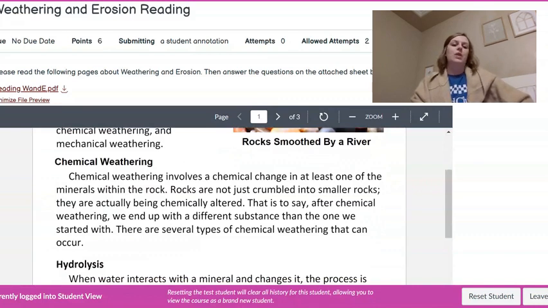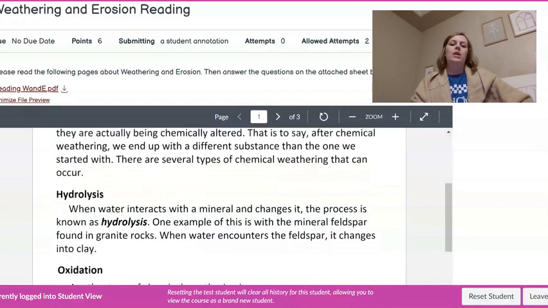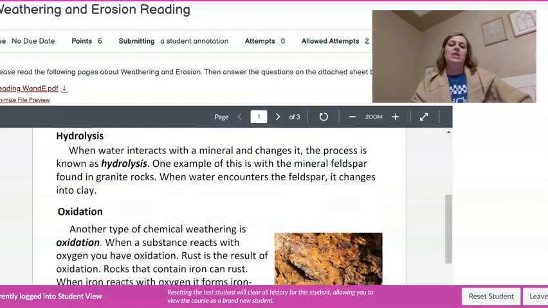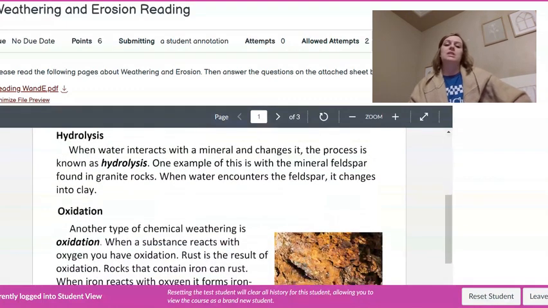The first is hydrolysis. When water interacts with a mineral and changes it, the process is known as hydrolysis. One example of this is with the mineral feldspar that's found in granite rocks. When water encounters the feldspar, it changes into clay. So that's a new substance, so chemical weathering.